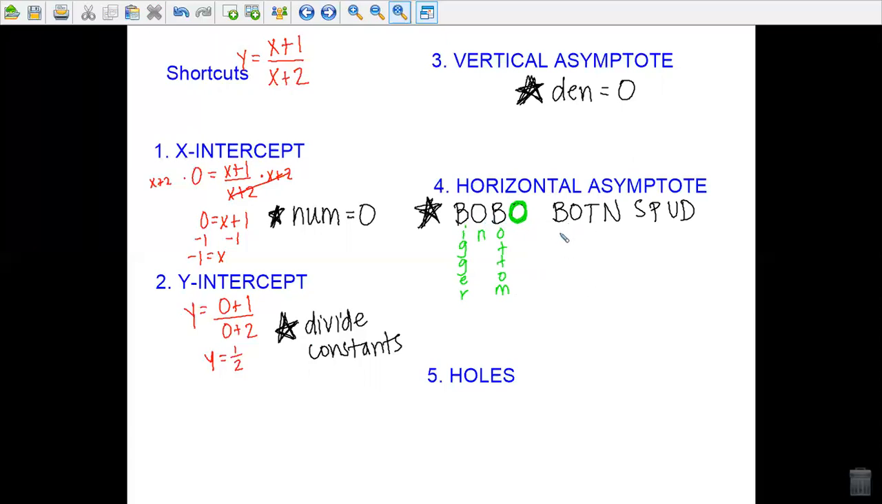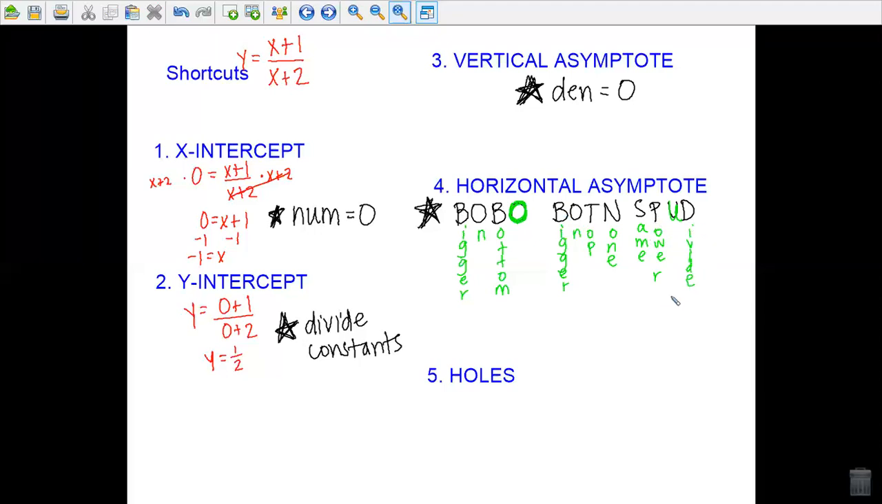Botan stands for bigger on top. So if you have a bigger exponent on top, then there is no horizontal asymptote, none. And then Spud, same power. U, the letter U, divide. So same power, you divide.